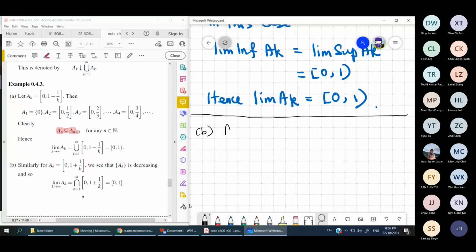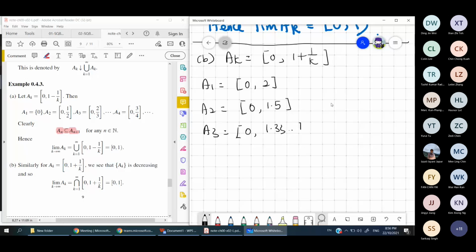So we look at this. AK is the closed interval 0 to 1 plus 1 over k. You can see in this case, A1 is what? 0 to 1 plus 1, which is 2. And what is A2? 0 to 1 plus half, so that is 1.5. A3 is 0 to 1 plus 1 over 3, 1.33, and so on. A4 is 0 to 1.25. If you look at it, I think it's clear.